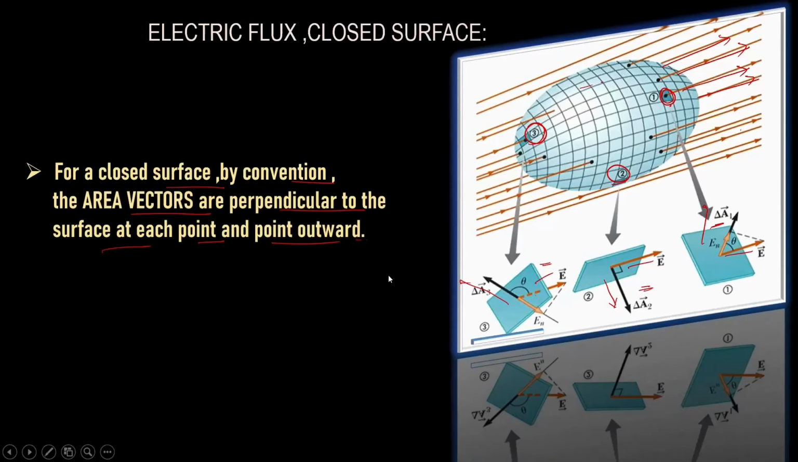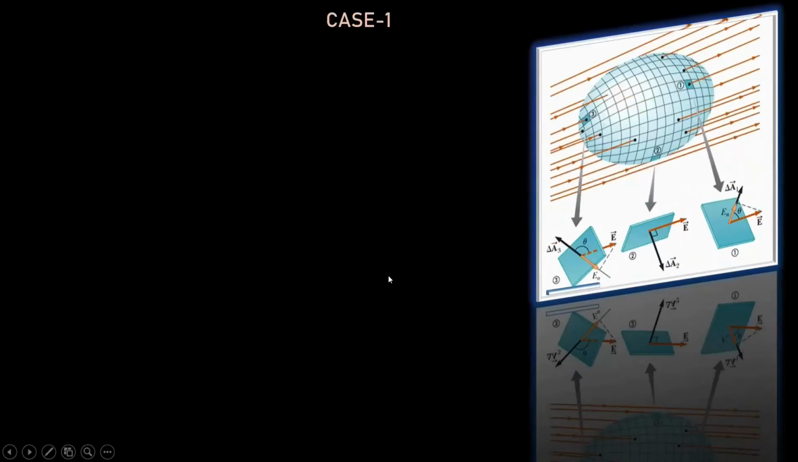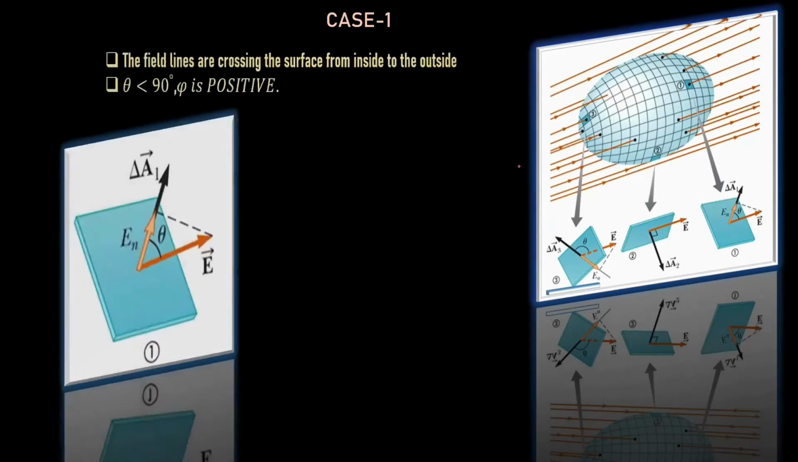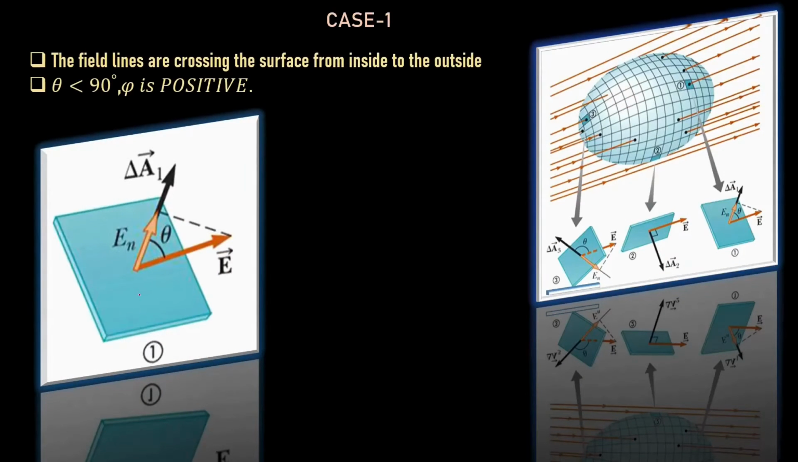Now let us see how the flux is associated with each area element. For case 1, this is the enlarged figure. In case 1, we have taken this figure. If we concentrate on the field lines, we notice the electric field is pointing along, suppose this is the x-axis, the positive x-axis. If we draw one perpendicular here, we notice the area vector delta A1 will be pointing in the xy plane.